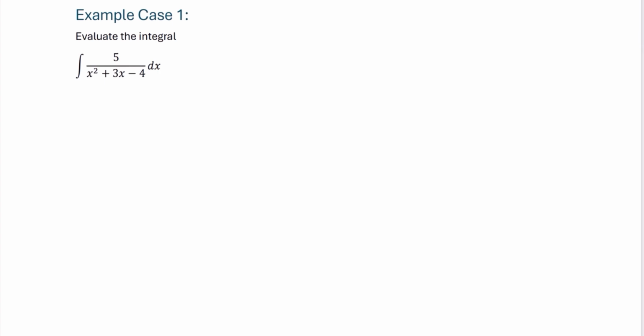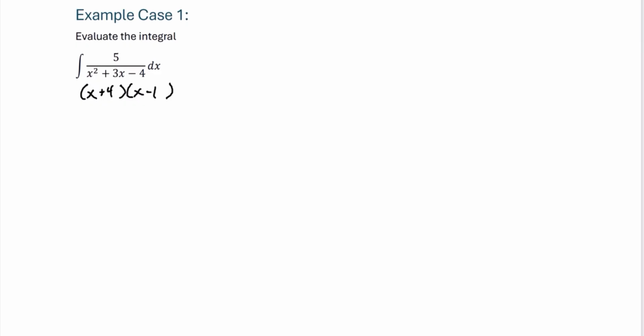Let's look at integration with the help of partial fractions. The first thing we want to do is factor the denominator. That will be x, and those two numbers will be plus 4 and minus 1.